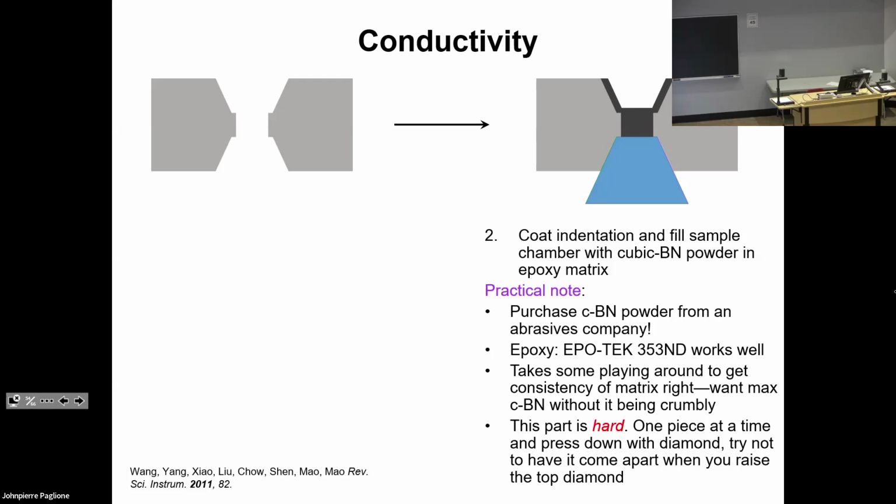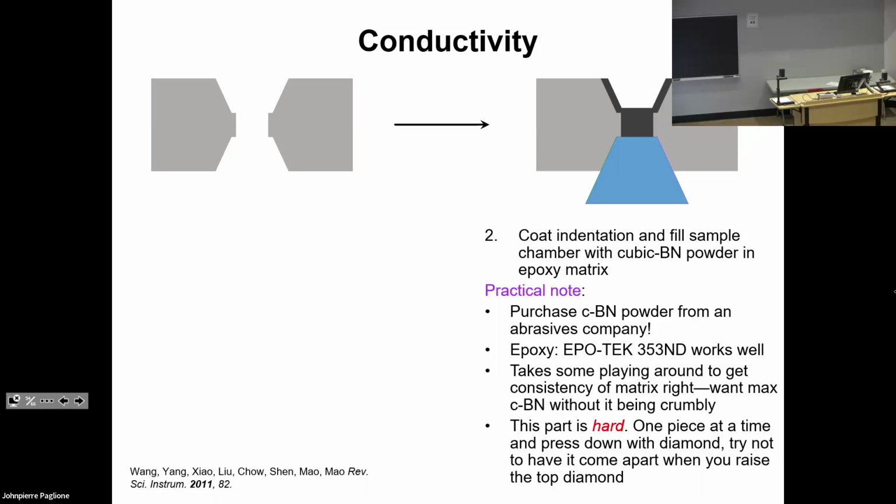The reason for this is, cubic boron nitride is really, really robust and insulating, and so that works well and doesn't break too easily, but also it's moldable because it's in this epoxy matrix. So here's the exact epoxy that I use, and we often buy the cubic boron nitride powder from abrasives companies. So you won't find it on like Sigma Aldrich. Actually, I had a really hard time finding cubic boron nitride powder of the right size and not hexagonal.